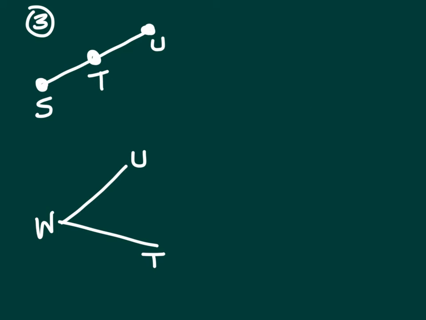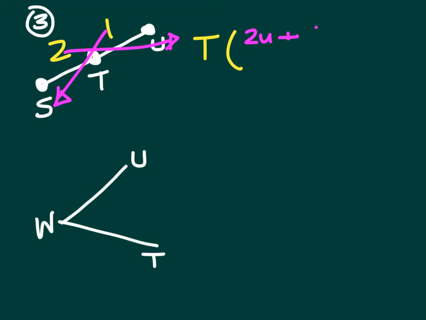Question 3, the first part, T divides SU in the ratio of 2 to 1. Well, remember the little formula we've got for working out T is that we do 2 times the U point, 1 times the S point, and then divide by 3. So 2 times the U point, add 1 times the S point, and then divide by 3. Okay, and you do that for each of the x, y, and z coordinates.